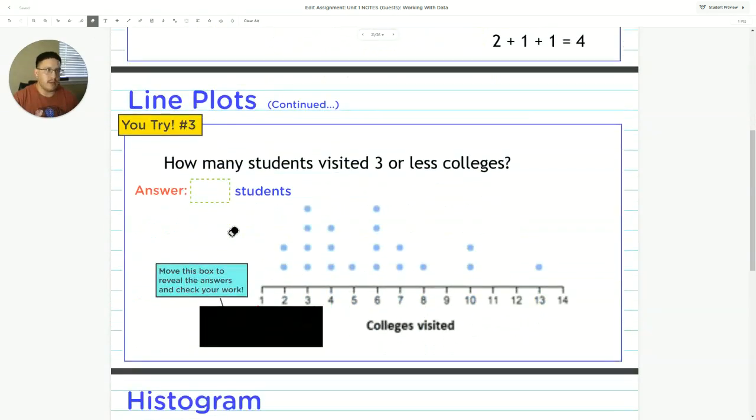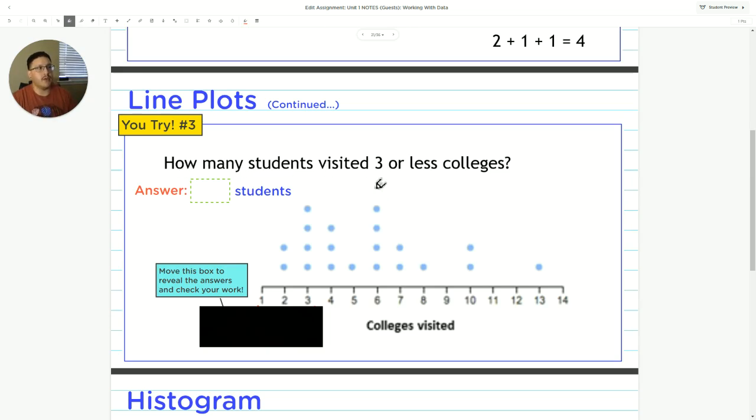Okay, so now it's your turn to try. How many students visited 3 or less colleges? So again, think about what that means. 3 or less means you're going to lump in 3 and then everything less than 3. Then you're going to put your answer right there in the box. If you want to check your work, move that black box right there. So at this time, go ahead, pause the video, go through it, see if you can answer it. Otherwise, I'm going to continue on and show you how to do this.